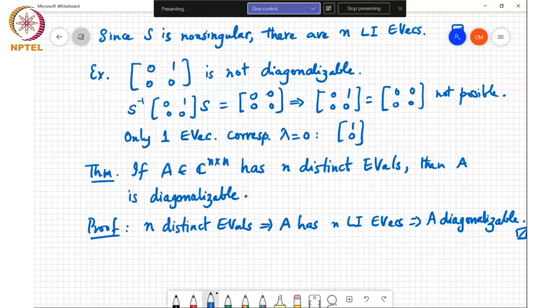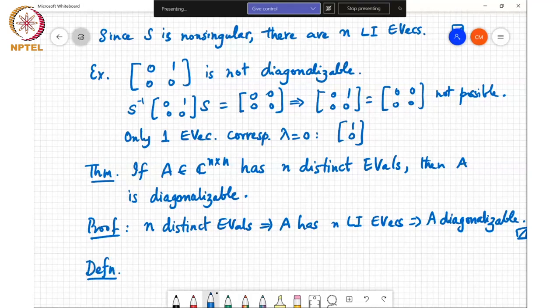Obviously the converse need not hold: if A is diagonalizable, then it need not have distinct eigenvalues, and I already gave you the identity matrix as an example. It does not have distinct eigenvalues. All its eigenvalues are equal to 1, but it's of course diagonalizable. Now we've seen that this similarity matrix that diagonalizes a matrix need not be unique.